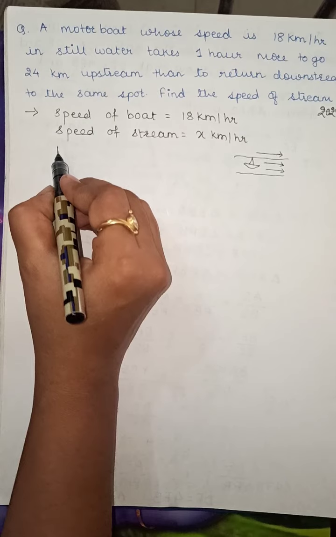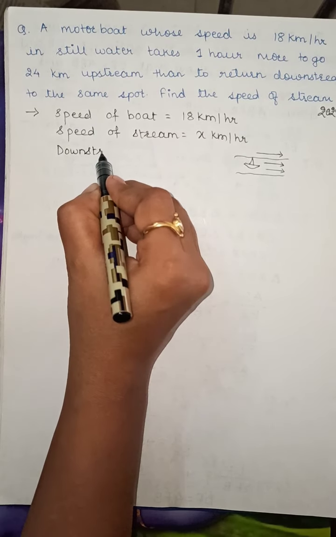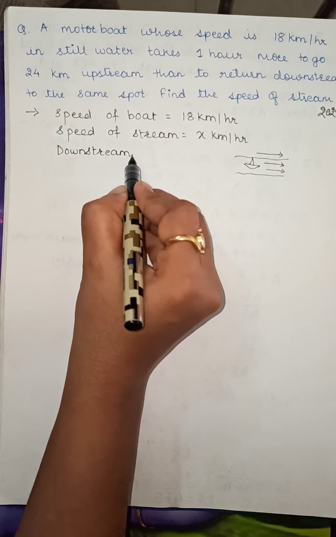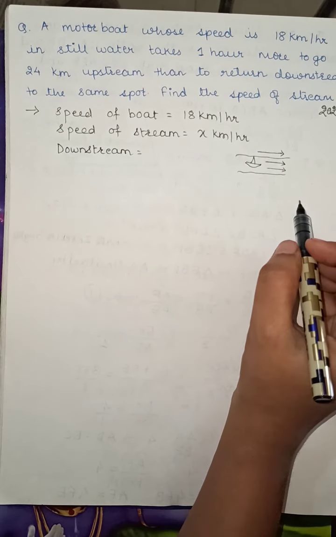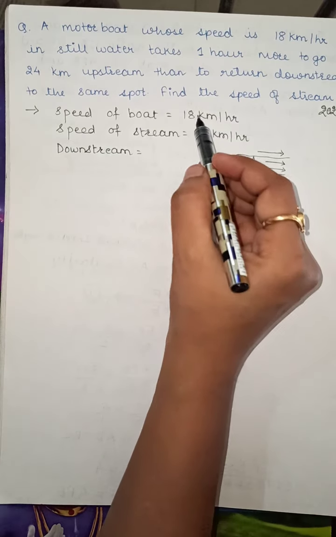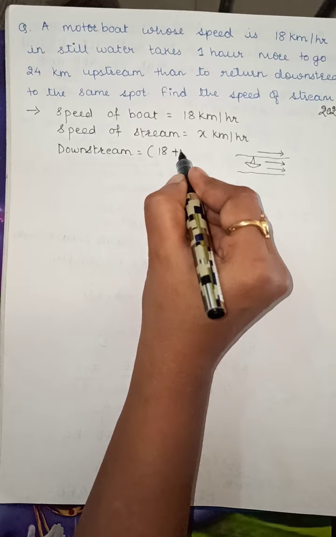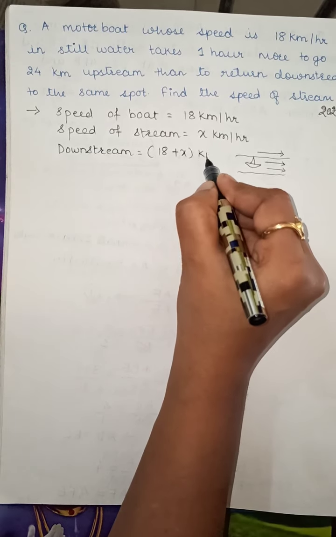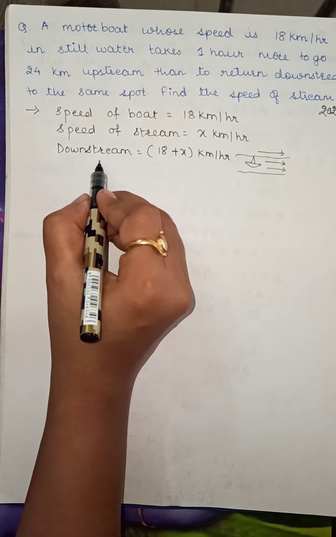So when is it said that the boat is going downstream? When both the boat and the river are going in the same direction. Definitely if they are going in the same direction, their speeds will get added, isn't it? So 18 plus x kilometer per hour. This is the speed when they are going downstream.